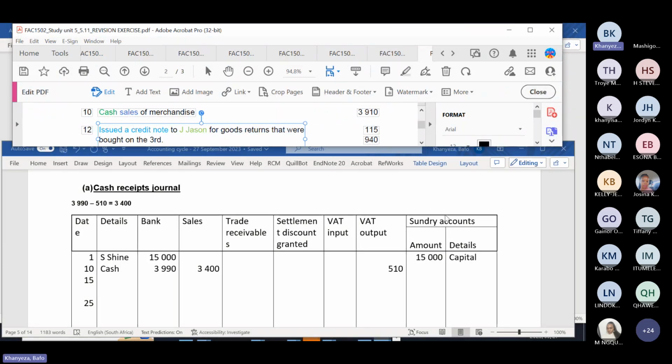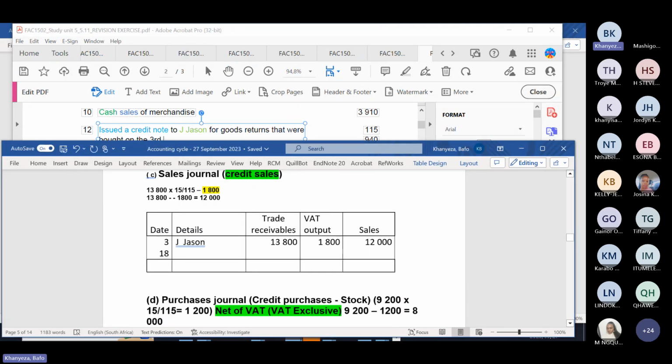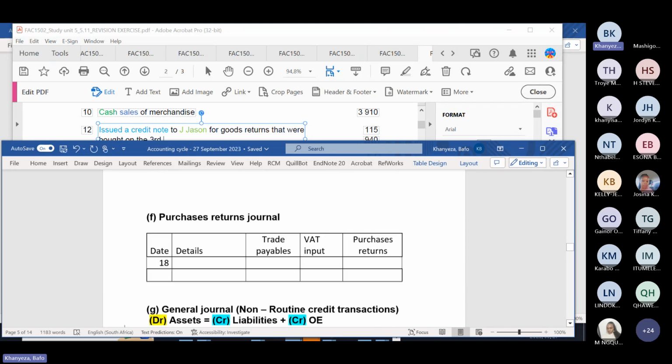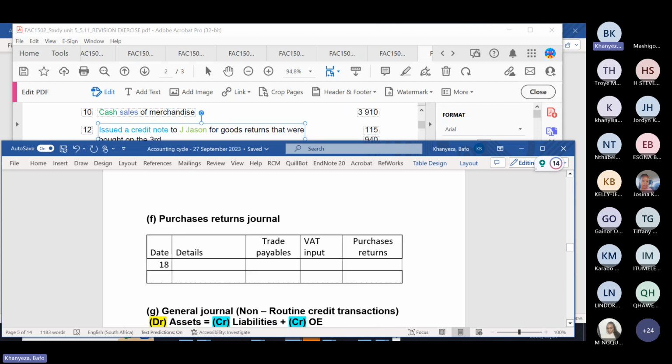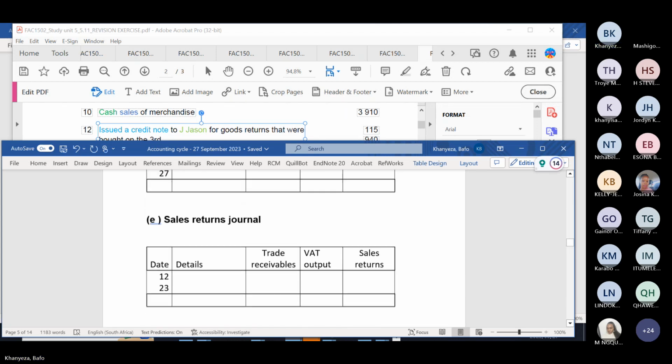Then I'll have to be a little bit slow here. So you go to the journal now, a spreadsheet for goods returned. It's separate, it would usually be a sales return. Issued a credit note to JJ Sins for goods returned. So it means then JJ Sins, see.